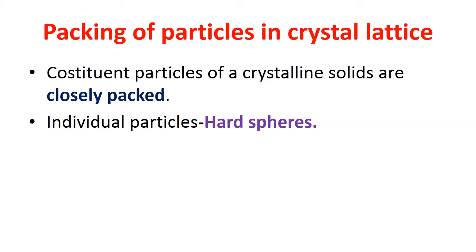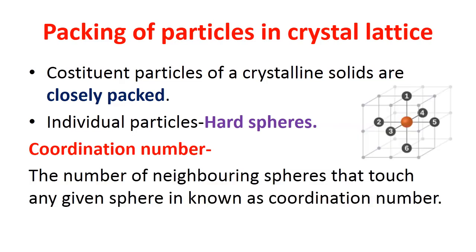While studying packing of particles in a crystal lattice, you must know about the coordination number. The coordination number is defined as the number of neighboring spheres that touch any given sphere. In this example, one sphere is touched by another 6 neighboring spheres and therefore the coordination number of that sphere is equal to 6.